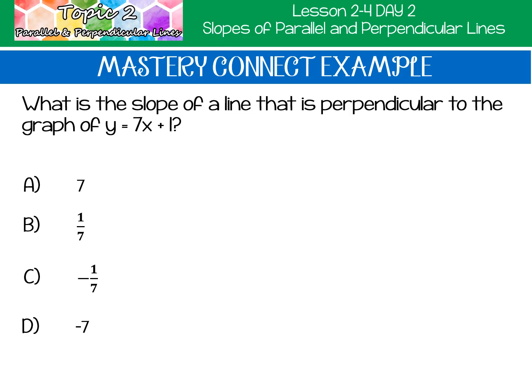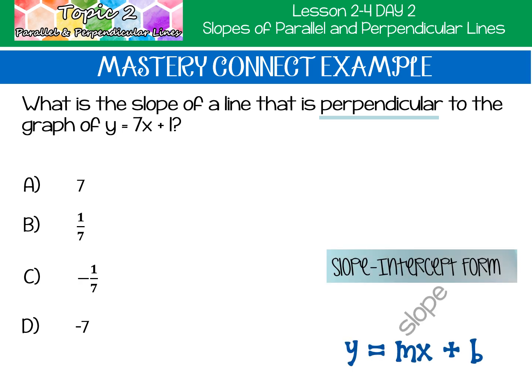Mastery Connect example. What is the slope of the line that is perpendicular to the graph of that line? Now that is in slope-intercept form. So a reminder down there, y equals mx plus b, and m is a slope. So that right there is a slope. Slope is 7, but perpendicular slope, we have to flip it and change the sign. So C is going to be our answer. That would be the slope of the line that's perpendicular to the graph of y equals 7x plus 1.